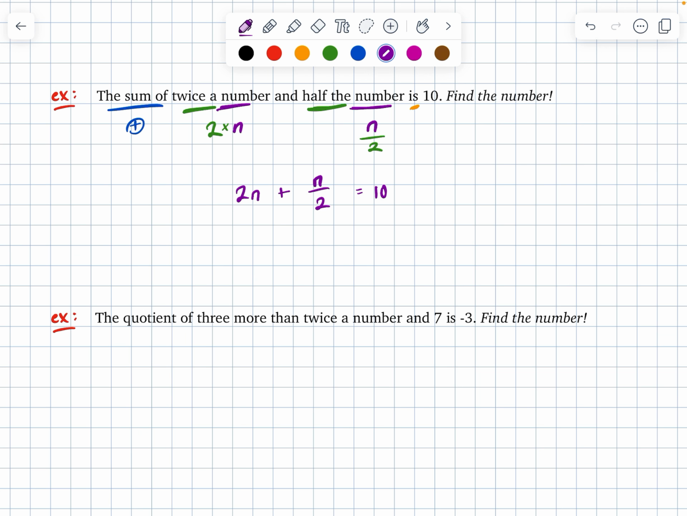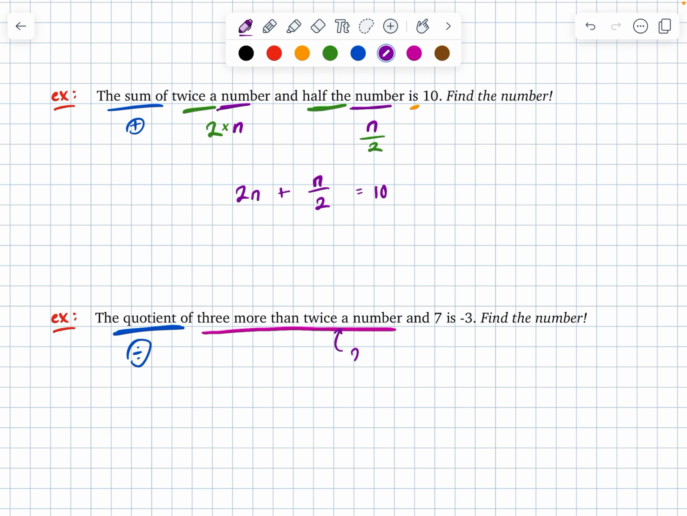Cool. And then below it, the quotient of 3 more than twice a number and 7 is negative 3. The quotient of, this one I hope you've seen before as well, quotient should usually cue me into the operation division. So if I take the quotient of 10 and 5, that means I'm dividing the 10 by the 5. The one that shows up first is the one being divided. The one that shows up afterwards is the one doing the dividing. So the one being divided is the 3 more than twice a number. Well, let's take this piece by piece.